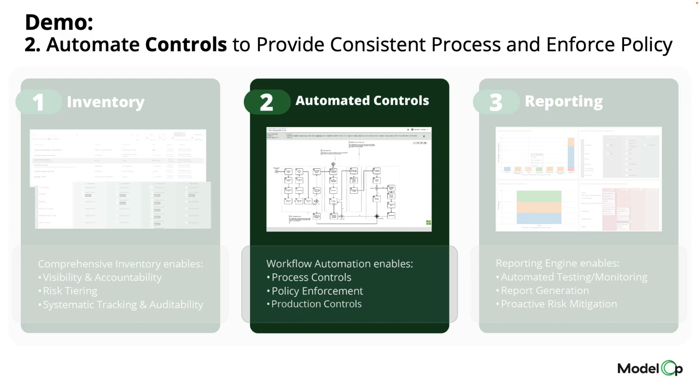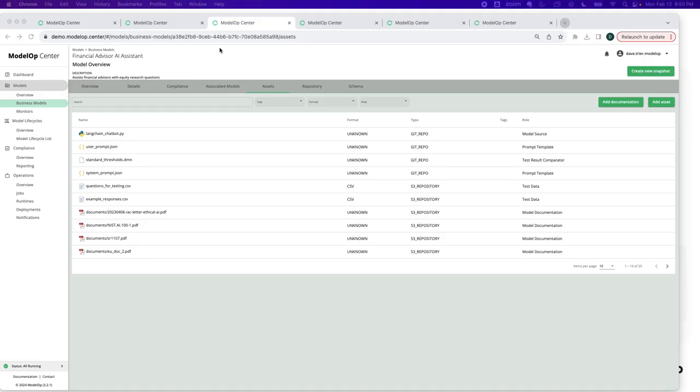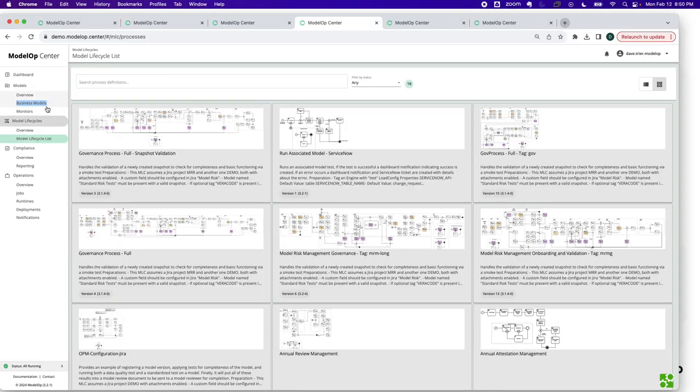ModelOp Center provides a very powerful process automation engine, which enforces every step in the governance policy, again, across all those different AI technologies, processes, and use cases. Let's take a look at that. So if I go into ModelOp Center, in that model lifecycle section, you can see here are a variety of different processes. These represent the various governance processes that enforce the policies.